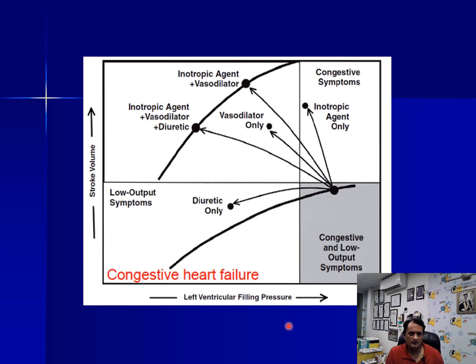This is, I think, the last slide, in which you can see once you have congestive heart failure, on the y-axis there is stroke volume, and on the x-axis there is left ventricle filling pressure. As the filling pressure is high, you may have a congestive and low output symptom, and with the diuretic, you cannot fix it only. You have to add vasodilator other than the inotropes, and then you can stretch your cardiac output here, and you can improve your symptom. And if you add inotropes plus vasodilator, then you have a better cardiac output and better oxygen delivery, and your congestive symptom will improve.